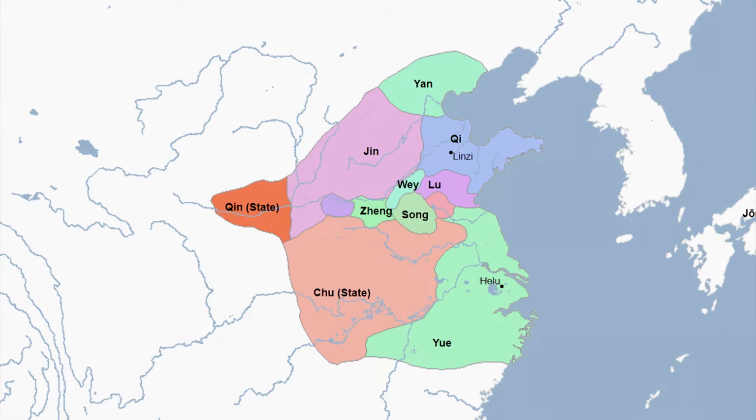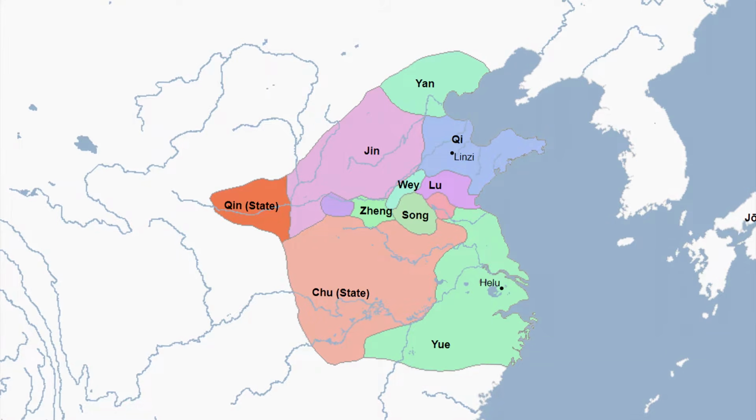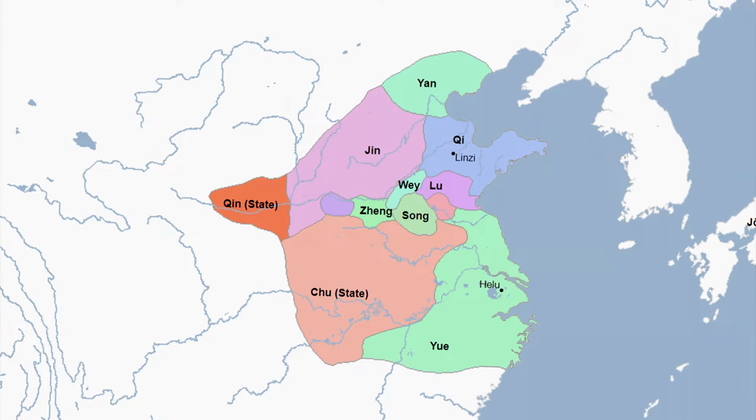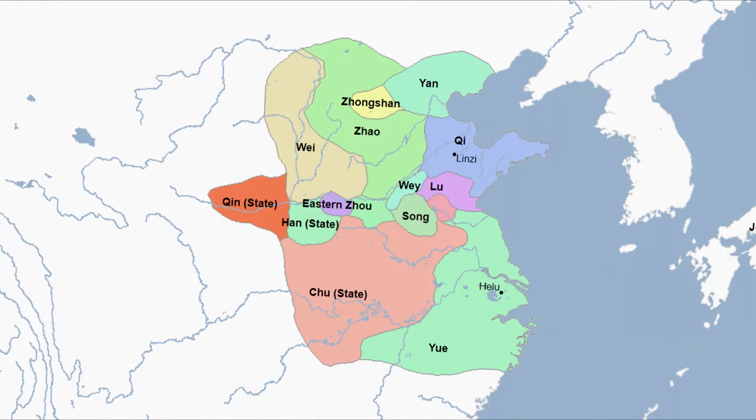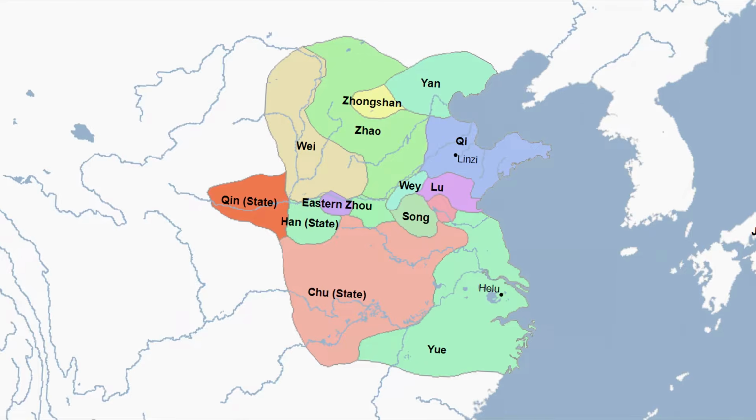And everything was fine until their neighbor, the Duchy of Jin, with whom the Qin had good relations, did not break up during the dynastic crisis in the 5th century BCE.